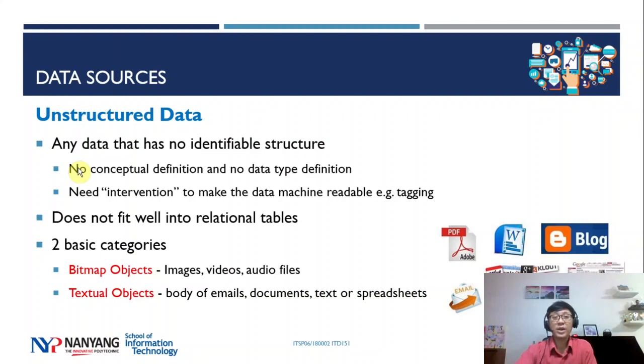It doesn't fit well into a relational database, right? For example, pictures, big objects, images, audio files, videos. These are something that you can't store properly in a database. So you might need to convert them to binaries before you can properly address them.